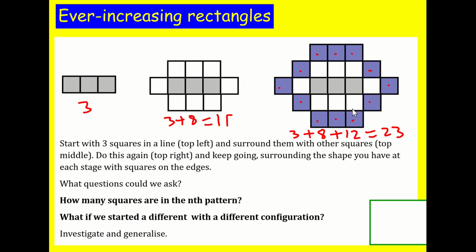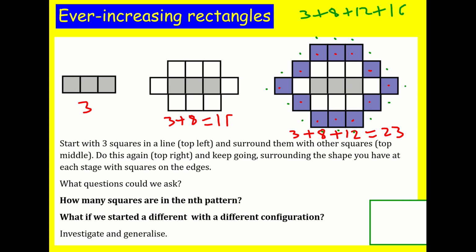We might want to think about how many we would add next. Well, I think it's worth doing just to get a feel for it. So I'm going to add 1, 2, 3, and then there's going to be 1 here, 4, 5, 6, 7, 8, and then 1 at the bottom, 9, 10, 11, 12, 13, 14, 15, 16. So the fourth one is going to be 3 plus 8 plus 12 plus 16.